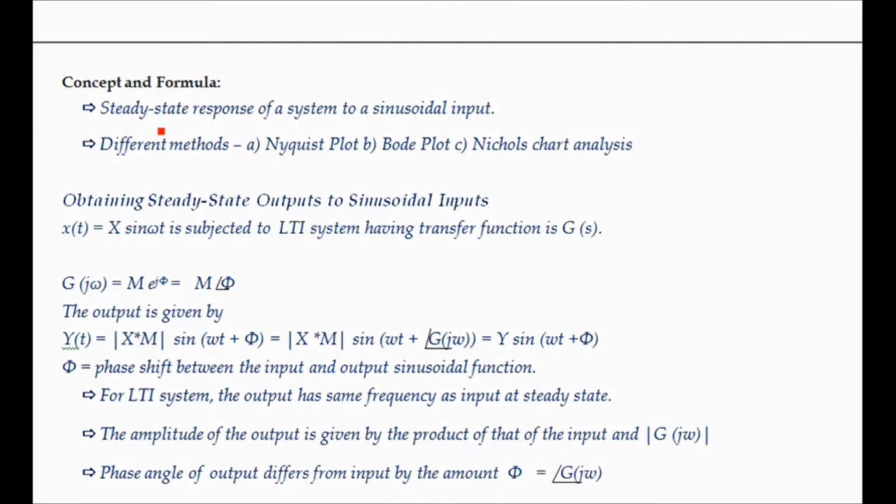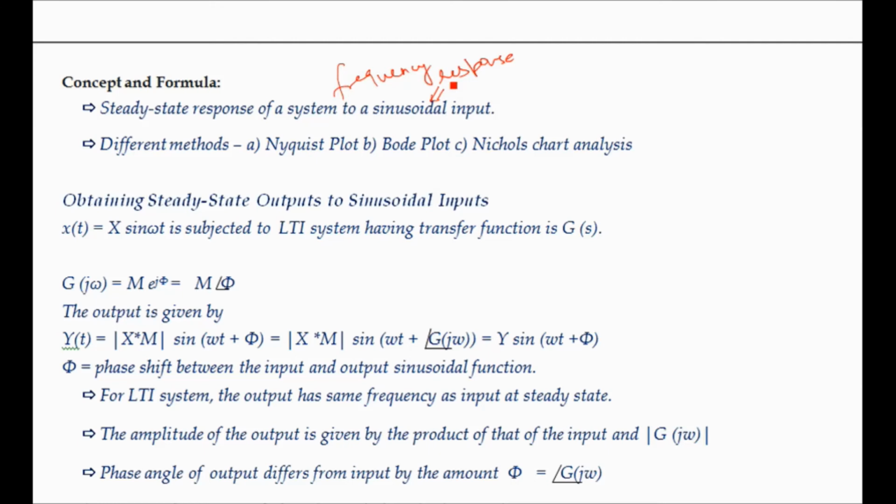Now we will make a quick recap of the concepts and formulas we have learned. The steady state response of a system to a sinusoidal input is basically the frequency response analysis of the system. If an input is applied to the system, the output has two components: one is the transient response and another is the steady state response. After some period of time, the transient response dies out and we get the steady state response.